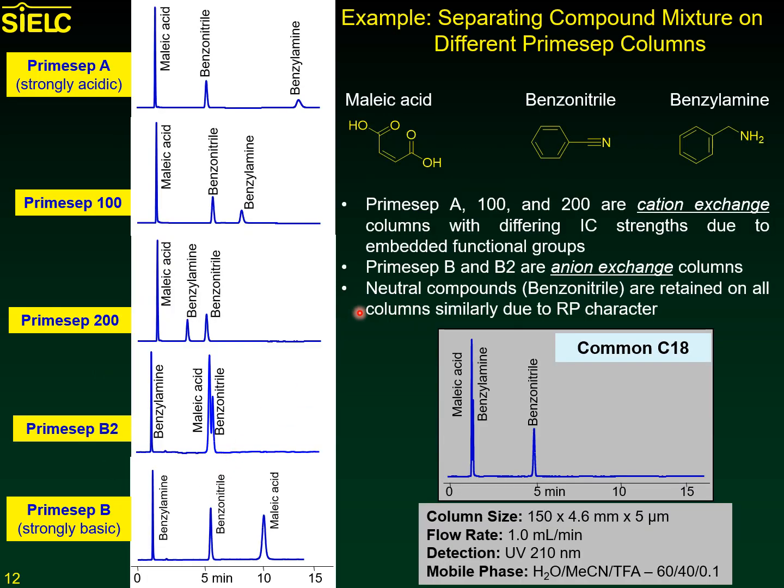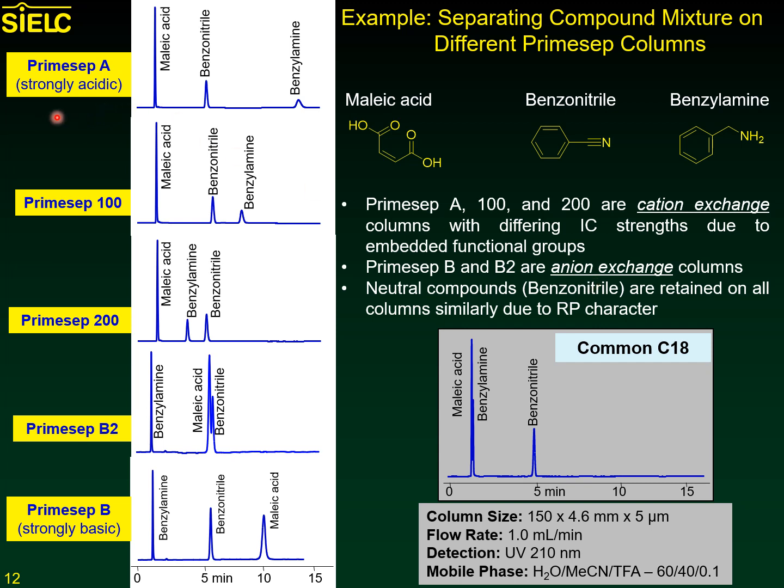This is a general summary slide. Herein, we are separating a three-component mixture of maleic acid, benzonitrile, and benzylamine. We are doing these separations on different cationic and anionic exchange columns. I have ranked them by their different degrees of ion exchange potential. So keep in mind that the Primesep A 100 and 200 columns are cation exchange columns, and the B and B2 columns are anion exchange columns.